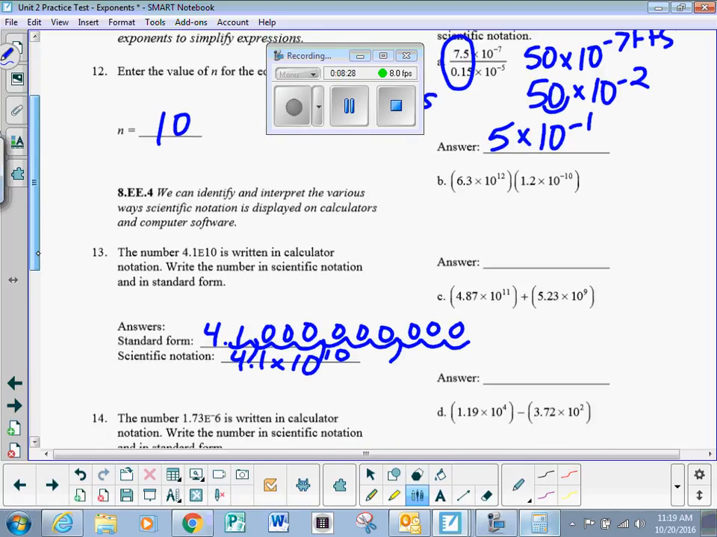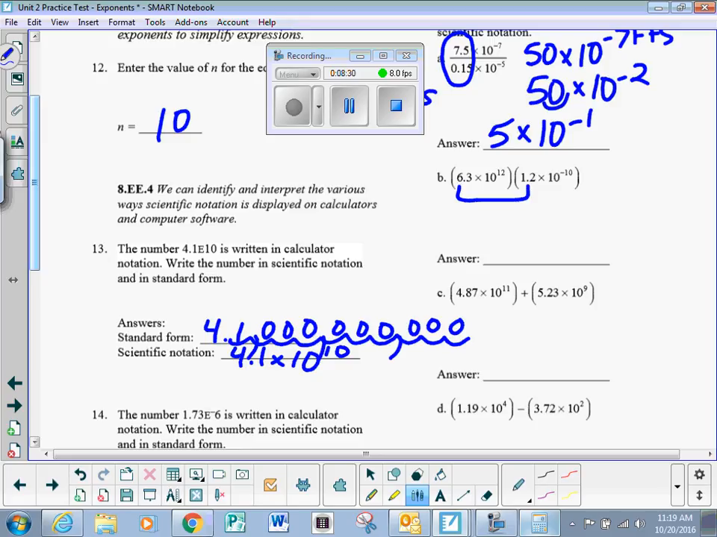Okay, B on this one, you multiply these together and you get what? What are those two numbers multiplied together? 7.56. And then I add exponents. 12 plus negative 10 is 2. That was pretty basic.